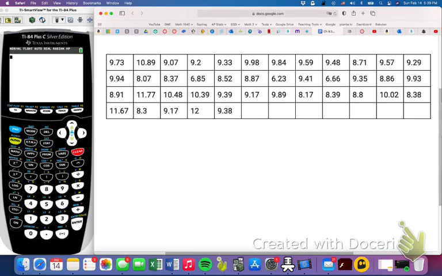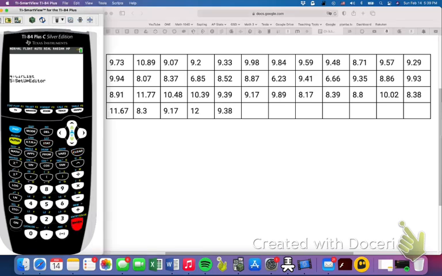So if you look at this 41 fossils sample data, I immediately put it into my list 1. So go to Stat, Edit. See, I put everything in my list 1. All right, so let's continue.